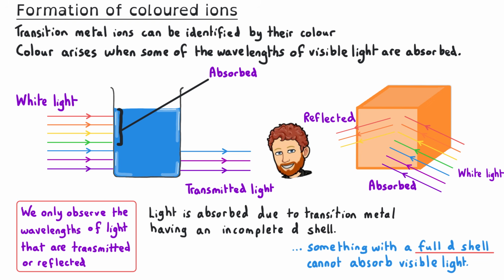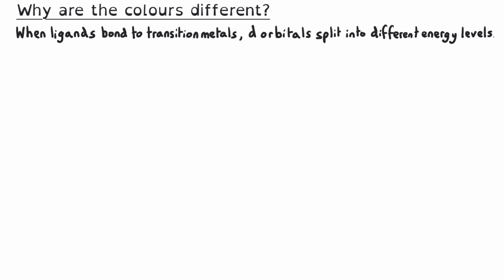And so something that does not have an incomplete D subshell cannot absorb visible light, and so will not appear to be coloured. Now that we know that substances absorb and transmit different colours, let's explore why this happens and why the colours are different for different metals.